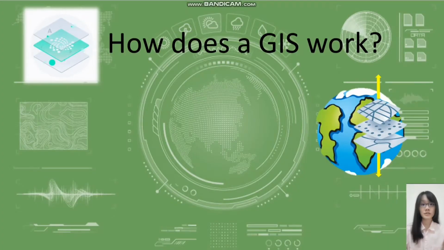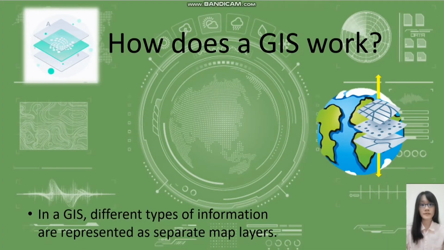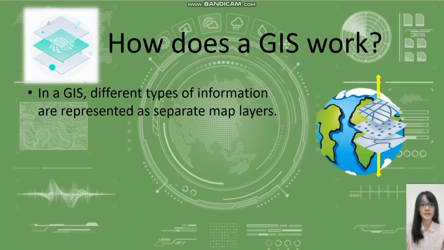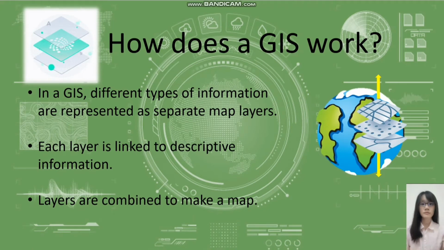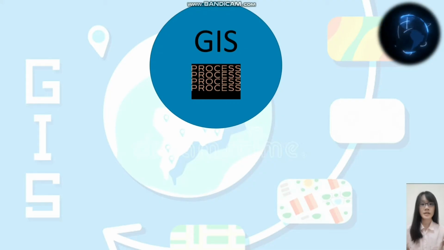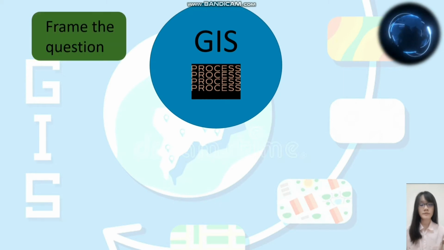Next, how does a GIS work? In a GIS, different types of information are represented as separate map layers. Each layer is linked to descriptive information. Layers are combined to make a map. There are 5 steps in the GIS process. First, frame the questions. This step seems straightforward because typically you are assigned a project to obtain specific information. Some projects involve answering several questions derived from a high-level question.